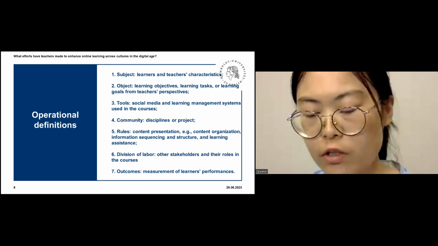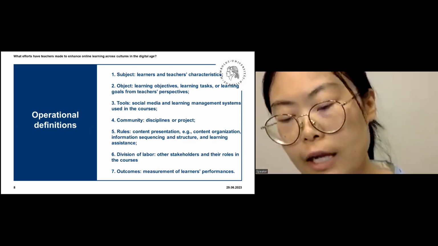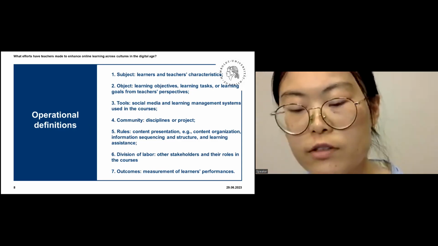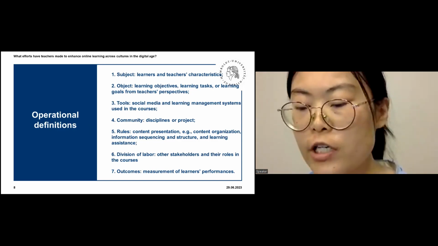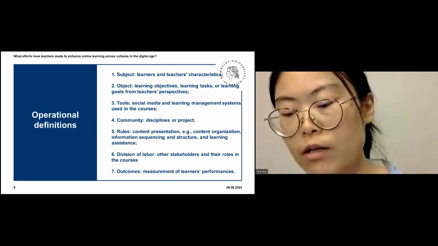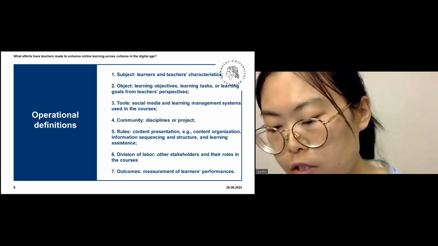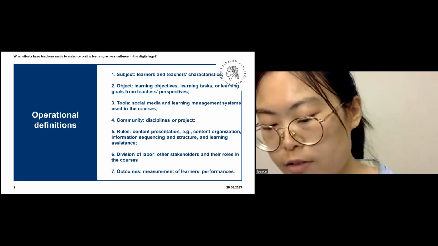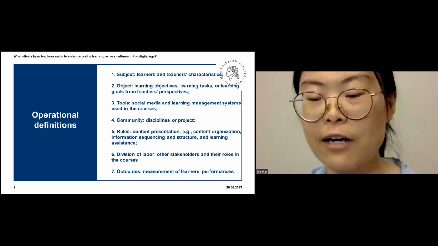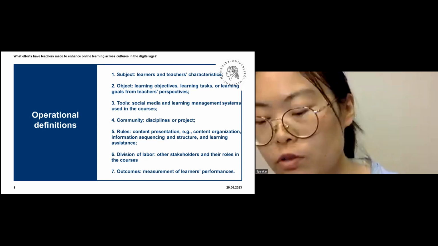Seven operational definitions were produced. First is about subject, which is learners' and teachers' characteristics. A second is about object. In education, it's like learning objectives, learning tasks or goals, from teachers' perspectives. And third is about tools, what kind of social media and learning management systems are used in the courses, like what our first speaker said, the model like that.